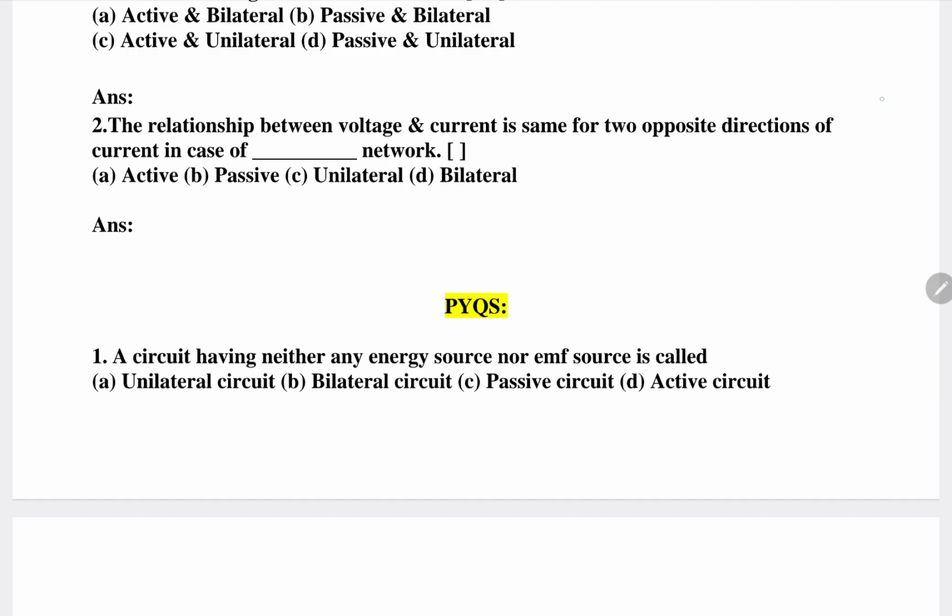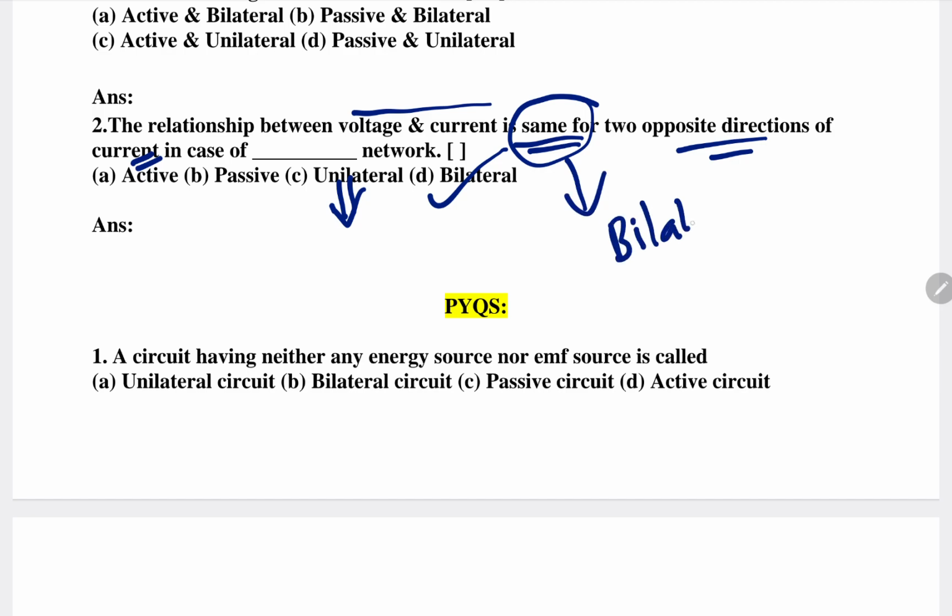Next, the relation between voltage and current is the same for two opposite directions of the current in case of dash network. So the relationship between voltage and current is not changing with respect to the direction of the current. That type of element we call a bilateral element. If for different directions the relationship between voltage and current is different, or the impedance offered by the element is different, that element we call a unilateral element. But here the relationship between voltage and current is the same. Therefore that type of element is known as a bilateral element. Example for a bilateral element is a resistor.